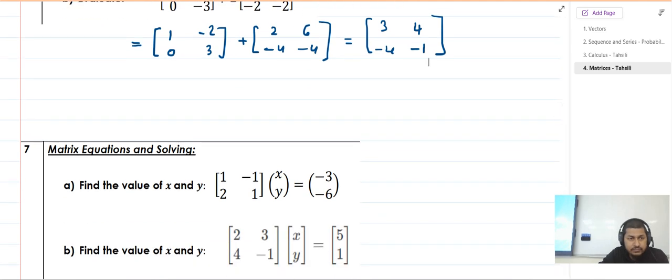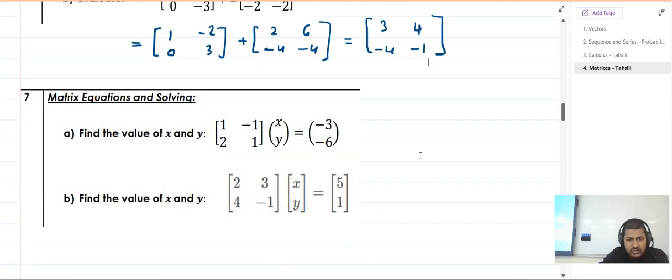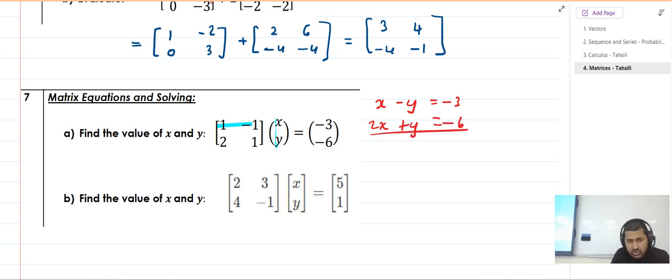Moving on to the next one. Matrix equations. Now how do you multiply this out? Solving a matrix equation. So you're going to take row 1 multiplied by column 1, then row 2, and it's going to be equal to negative 3. So what we have is 1 times x is x. Let's solve the first one. x minus 1 times y is minus y, equal to negative 3. Second equation, 2 times x is 2x, 1 times y is y, equals negative 6. I think we can just add both equations and solve for x and y. That's 3x is equal to negative 9, so x is equal to negative 3.